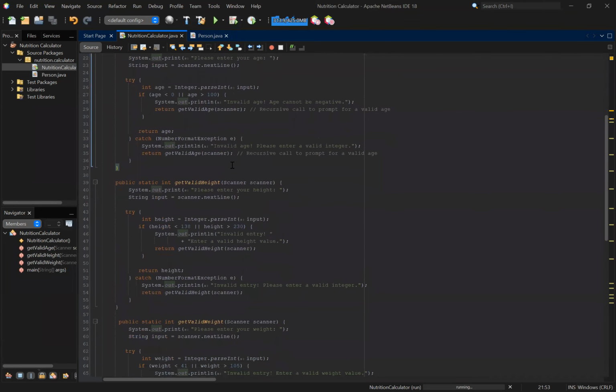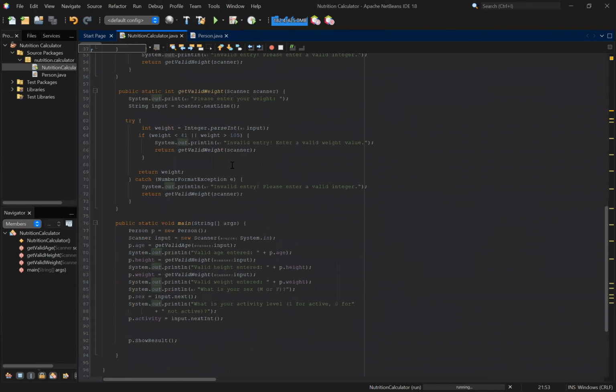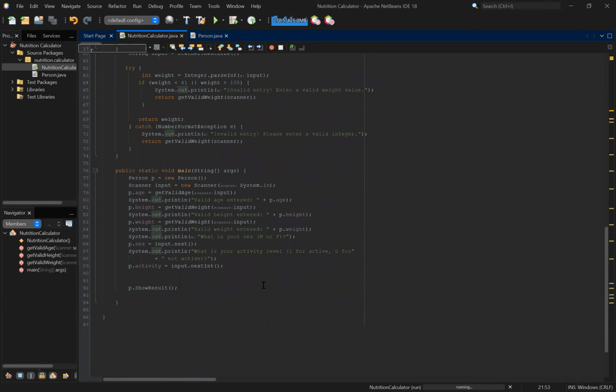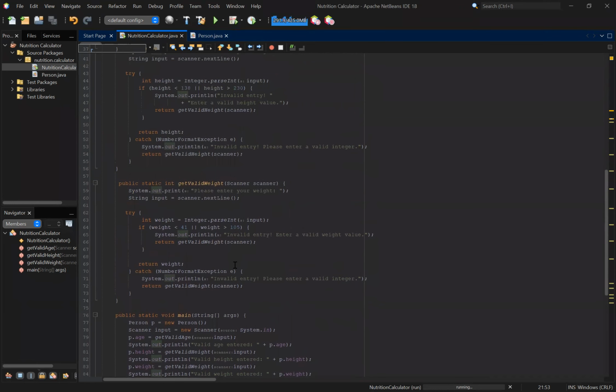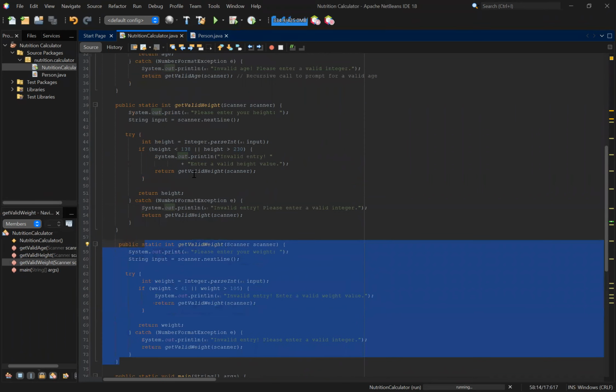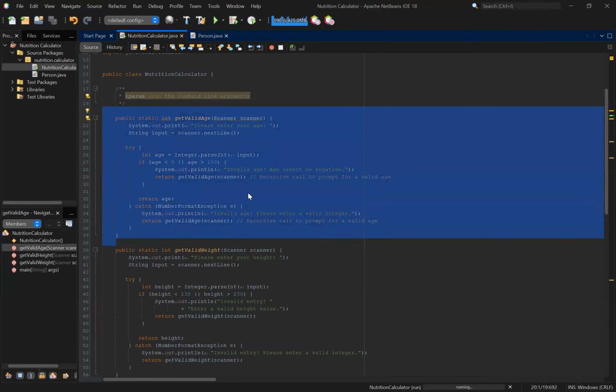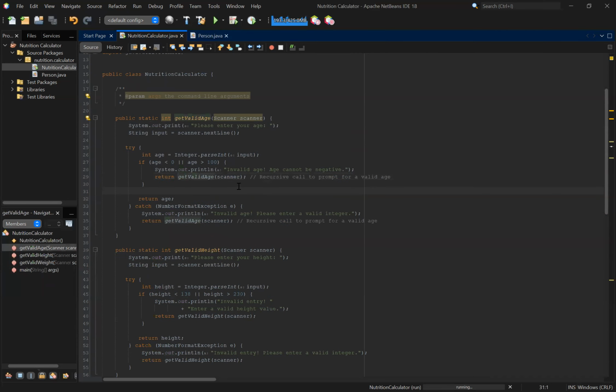Now in here, this is where we are going to have most of our prompts. Right here we have the weight, the height, and the age. What I'm going to do is focus right here on this age. Essentially, this is going to be a recursive way of getting the user's age.